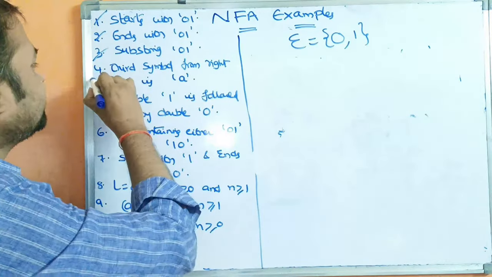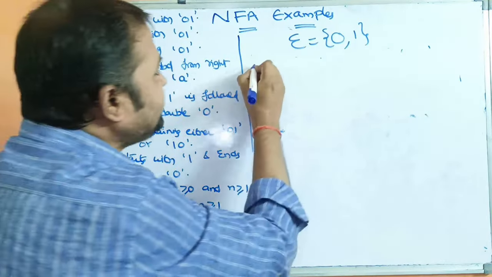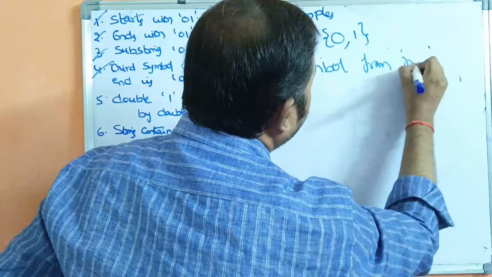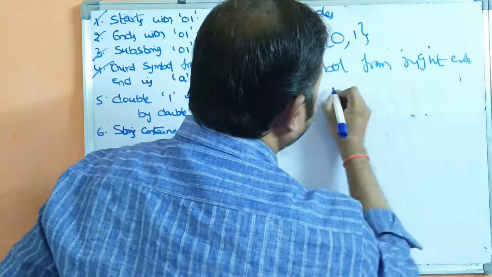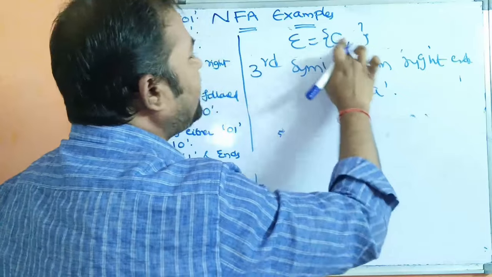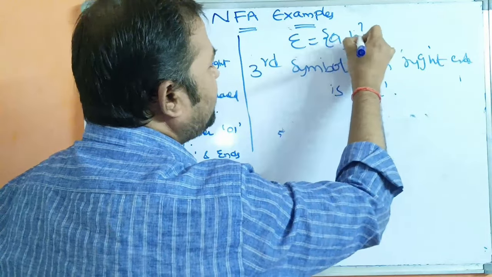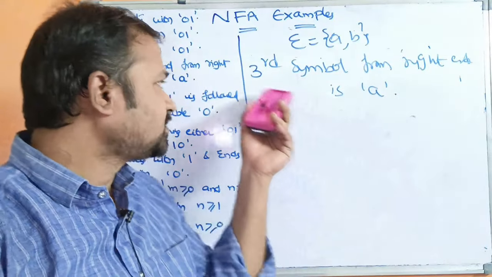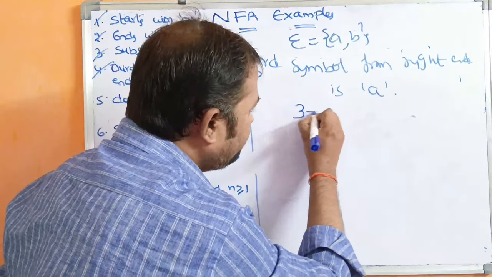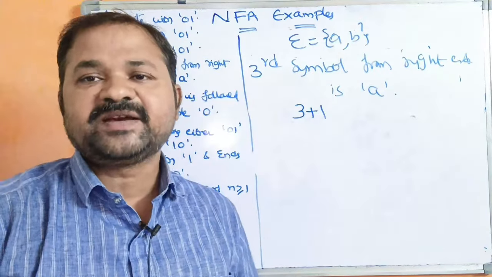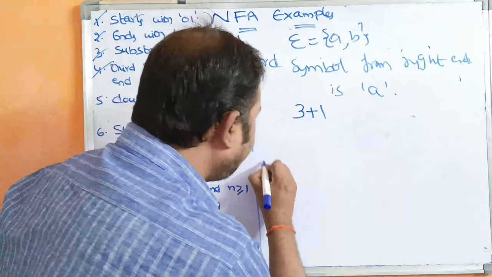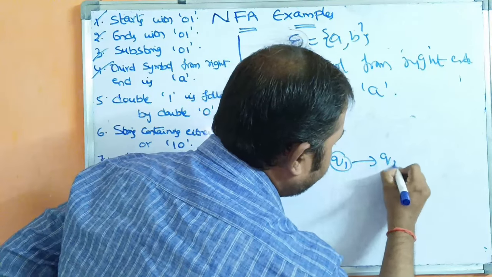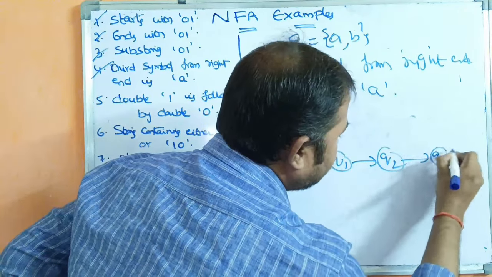The next example is: third symbol from the right end is A. Here the input alphabet contains two symbols, A and B. Third symbol means three symbols, so we must require 3 plus 1, that is 4 states. First, let us draw some skeleton. 4 states: Q0, Q1, Q2, Q3. Q3 is the final state.